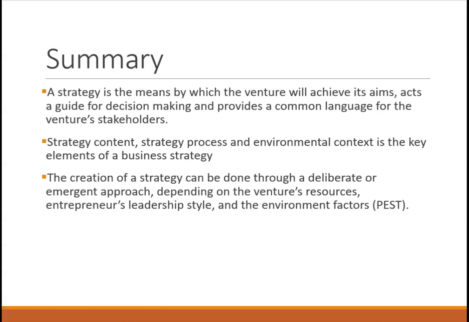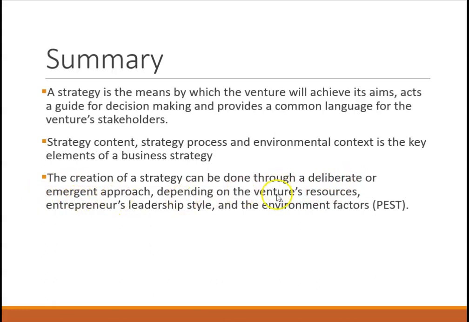And strategy content, strategy process, and environmental context are the key elements of a business strategy. So you have to remember these 3 key elements. Okay, the strategy content, process, and context. The creation of a strategy can be done through a deliberate or emergent approach, right? A deliberate approach is top-down, an emergent approach is bottom-up.